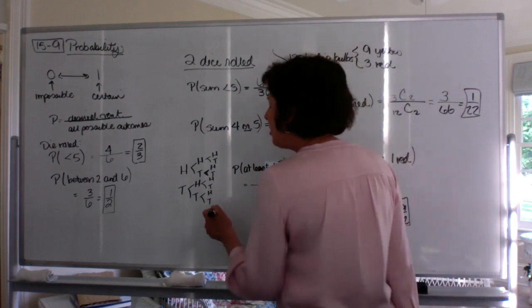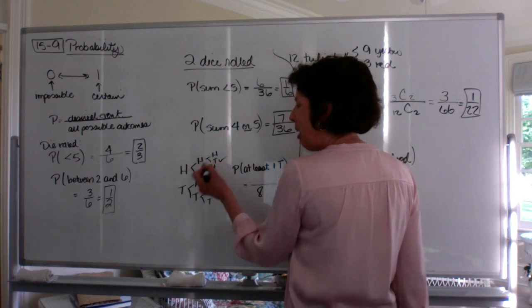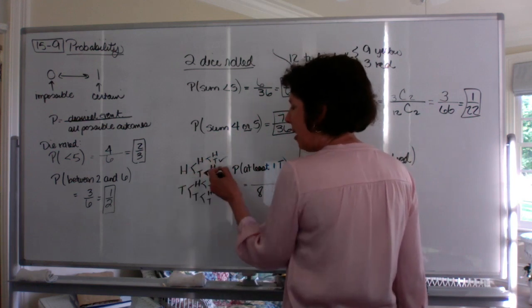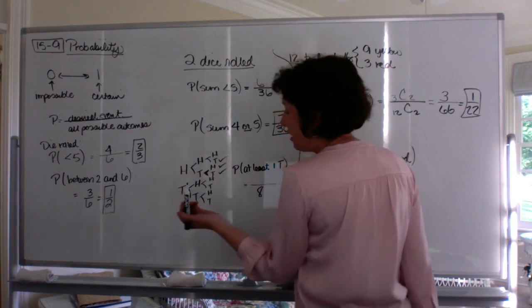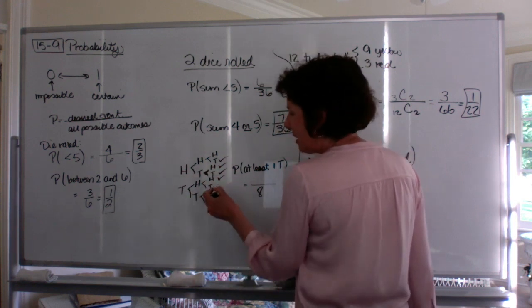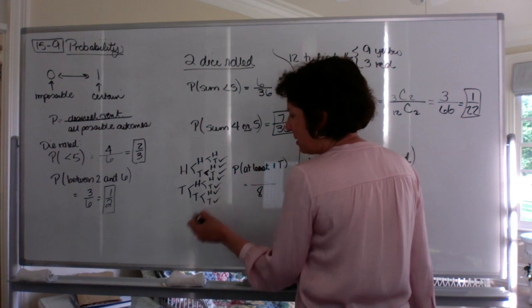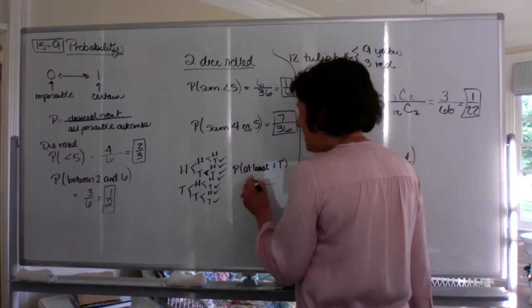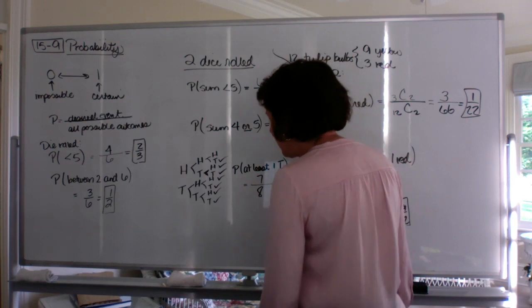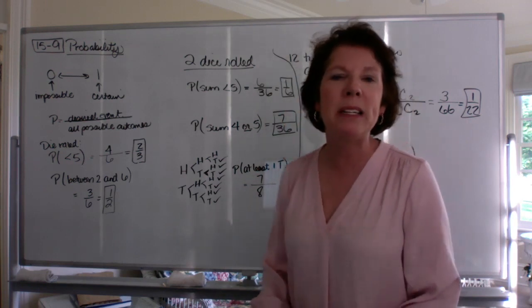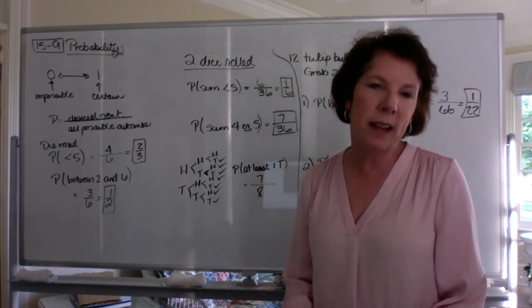Okay, so at least one tail. Well, here's heads, heads, tails. That's at least one. Here's heads, tails, heads. That's at least one. Here's heads, tails, tails. There's 2 tails, but it's at least one. Tails, heads, heads. Got a tails. These all have at least one tail. So what do I have here? 7 out of 8. There's 7 out of 8 ways for me to get at least one tail.